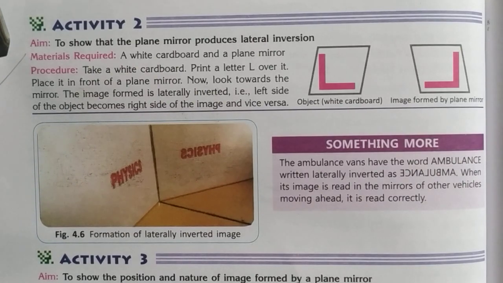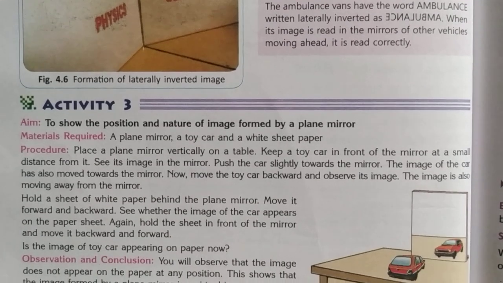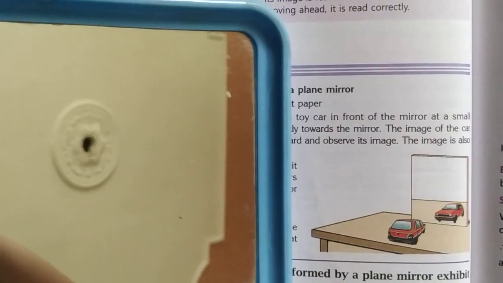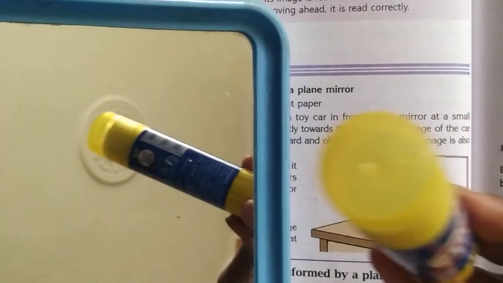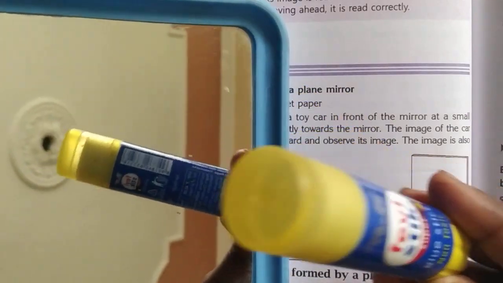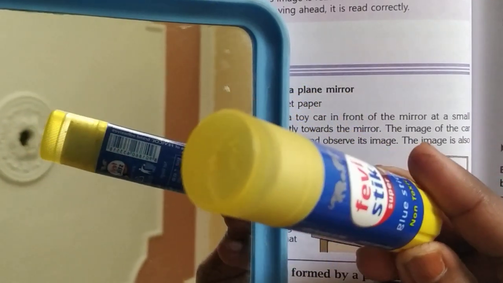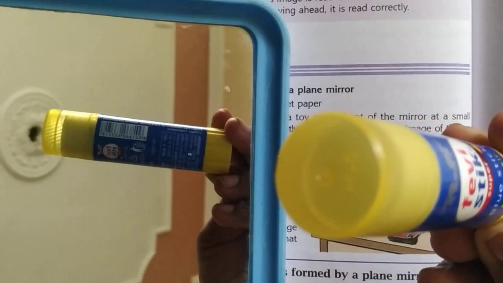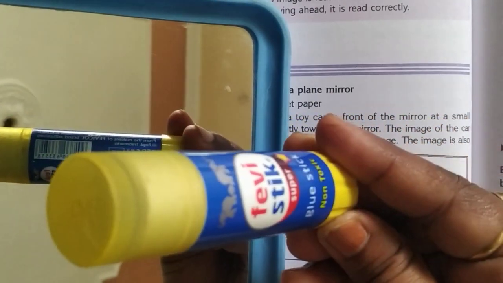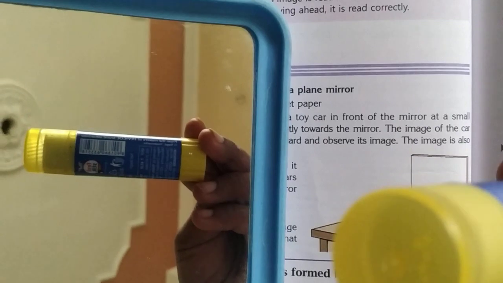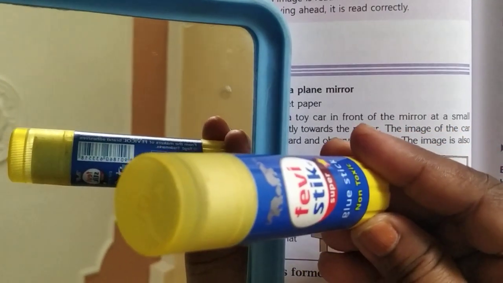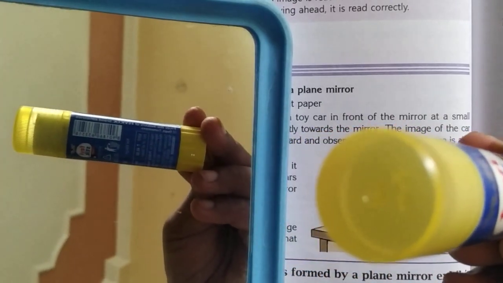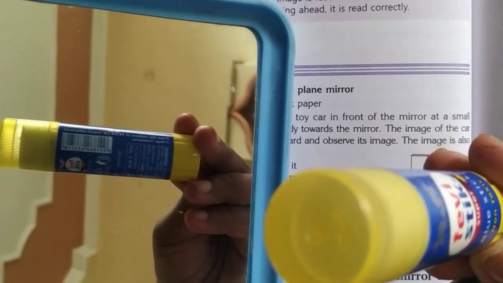Now in activity number 3, you can see a car is kept in front of a mirror. For this activity, I have taken a Fevistick only and a mirror. So you can see as I move it, you can see the movement. As I am taking the Fevistick far away, its image is also going far away inside the mirror. As we bring it near, the image becomes near, and as I take it far, it appears that it is going far away inside the mirror only.